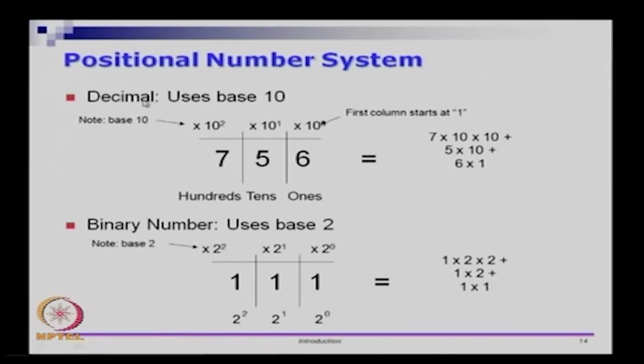So that's what gives me 756. This is a system where we have used 10 as the base. So the base is 10, which means the weights that we are using are all increasing powers of 10, starting with 10 power 0, going to 10 power 1, 10 power 2 and so on.